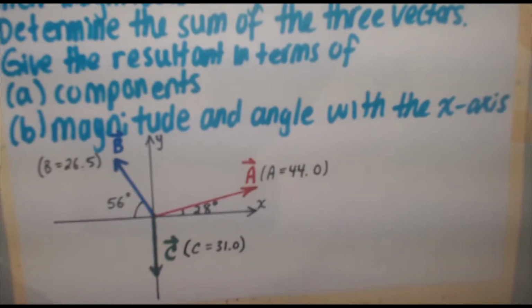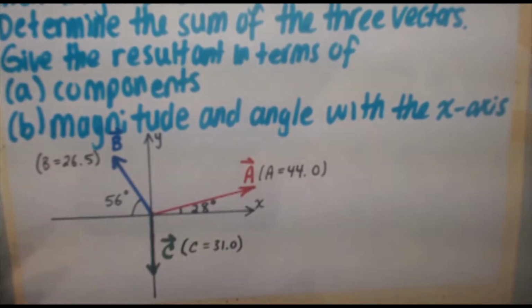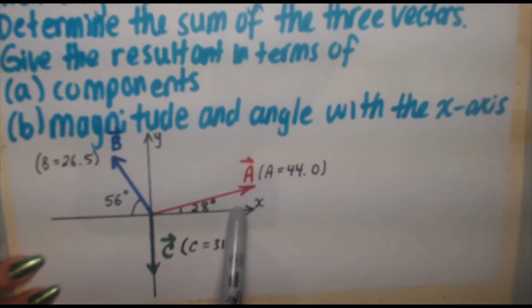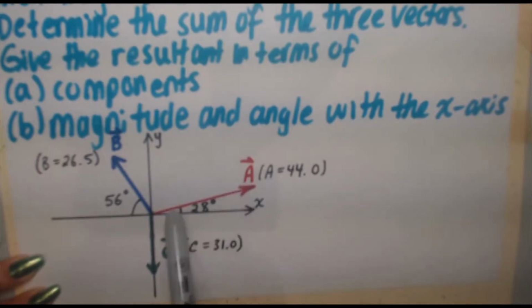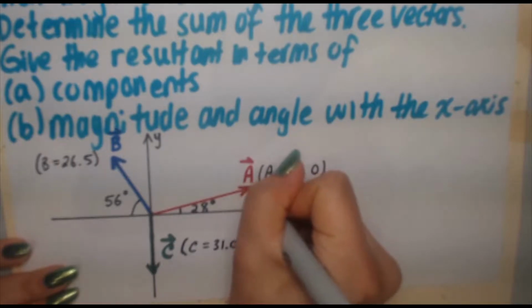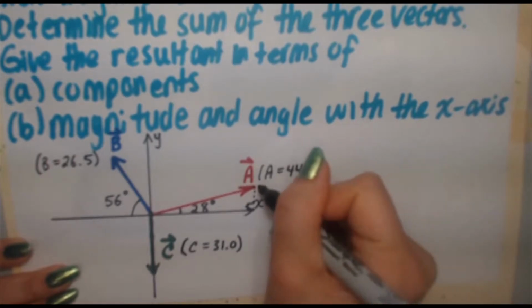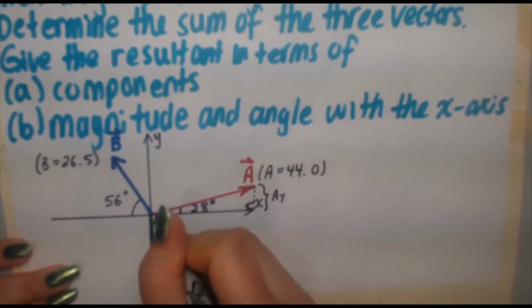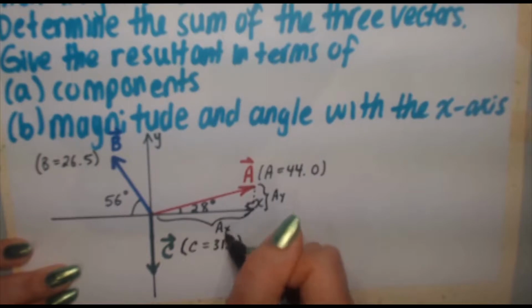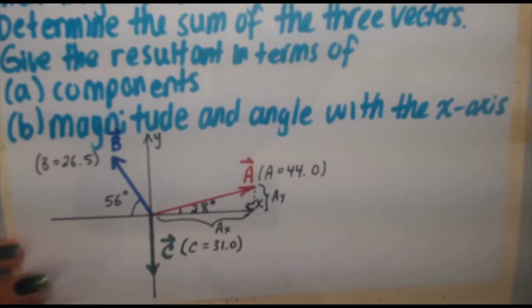So the first thing you want to do with any one of these problems, especially when they're off on angles like this, is determine the components of each vector. For instance, A has x components and it has y components. If I take A and drop a straight vertical line down to the x-axis and make a right angle, I can have a component AY on this side and a component AX on the bottom. And I know the hypotenuse of this right angle triangle is 44. That's the length of the vector.